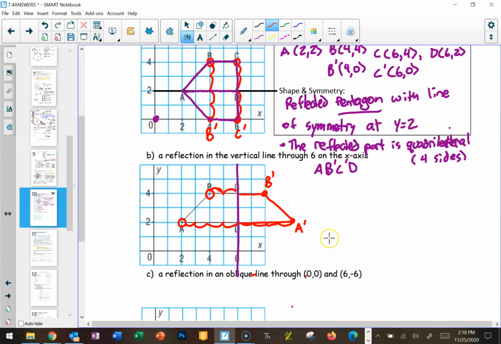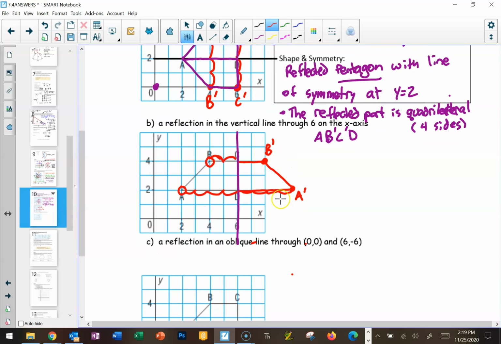If you ever have any trouble visualizing this, you can absolutely take a piece of scrap paper, draw out one of your shapes, and then just fold it where that symmetry line would be and see, because the paper's see-through, right? So you can see if your dots for your corners line up with the dots on the other side, or if the lines are pointing the right way or whatnot. So even if you have trouble visualizing this, you can use paper as a manipulative to double check. So a reflection in the vertical line through 6 on the x-axis would look like that.